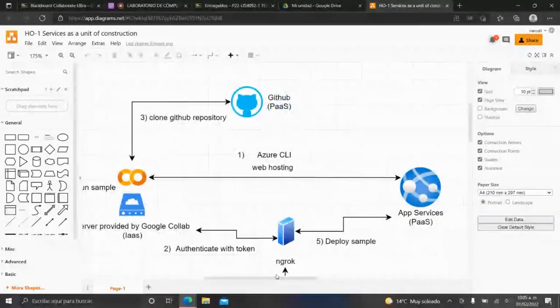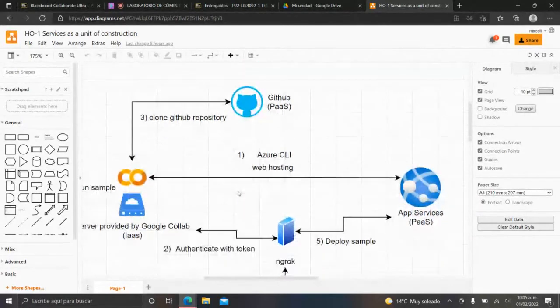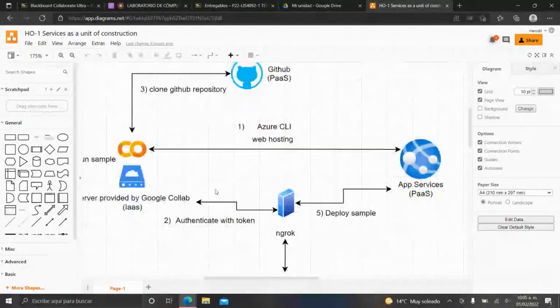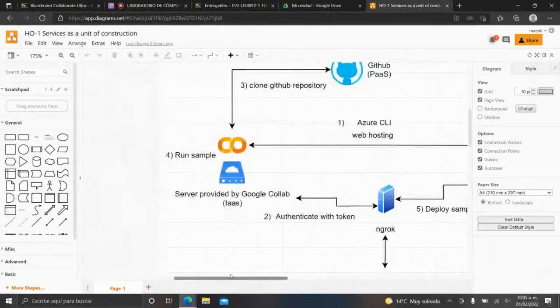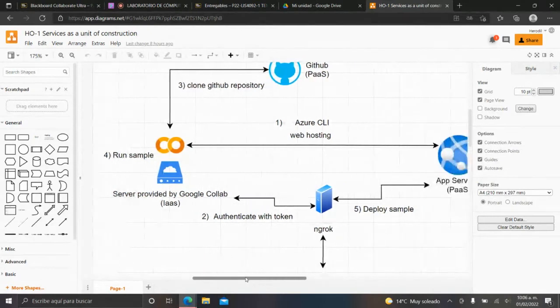Okay, well, what I tried to do is basically identify the parts that are involved in the practice that we did. First, I included the Google Colab, especially the server provided by Google Colab, and I consider that as an infrastructure as a service because we had the resources given by Google Colab.